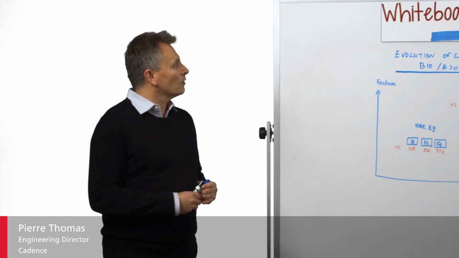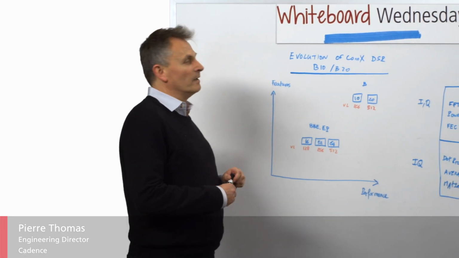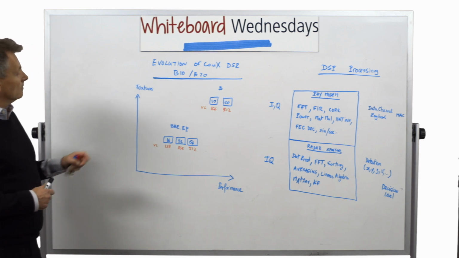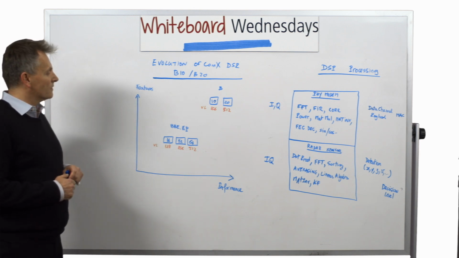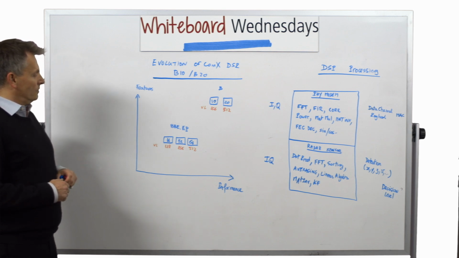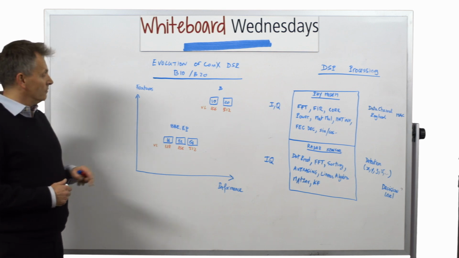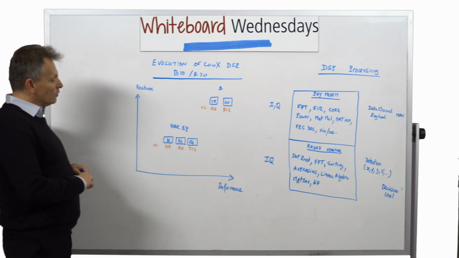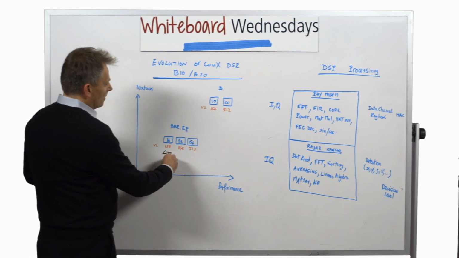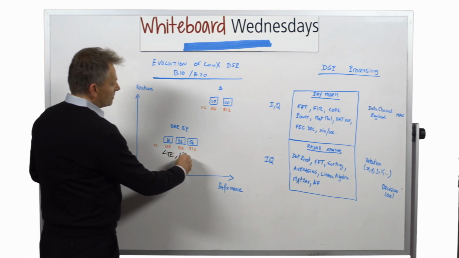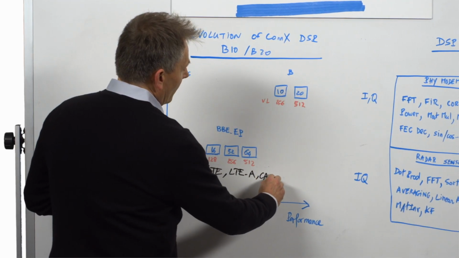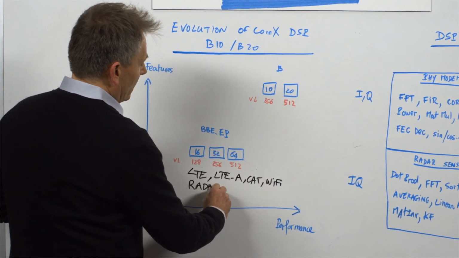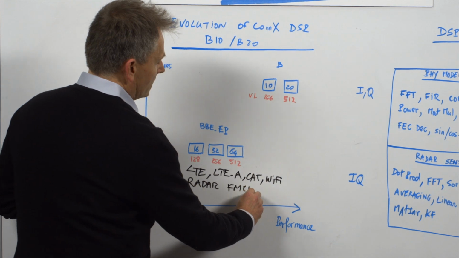Today I'm going to speak about the evolution of the ConnX DSP family, focusing on the B10, B20. We have a BB-EP series that have been used by our customers. And it has three members: the BB16 EP, the BB32 EP, and the BB64 EP. And they are used in LTE modem, LTE advanced modem, Cat-M, Wi-Fi, but also in radar FMCW and radar SAR system.